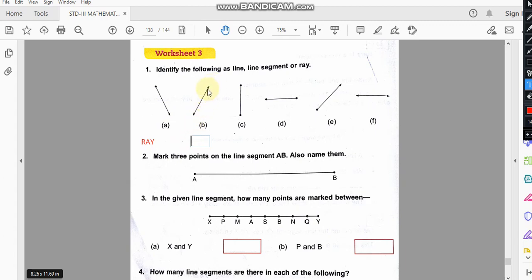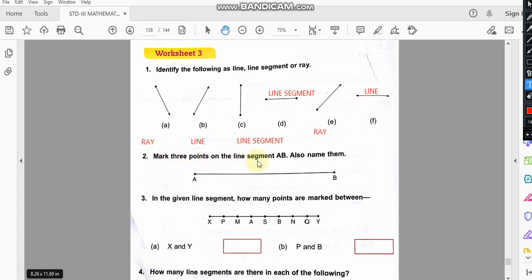Second one, it is having both sides arrowheads, that means extending from both ends. So this is line. Next one, two endpoints, so line segment. And number D, again two endpoints, so line segment. Number E, one endpoint and one side is arrowhead, that means ray. And the last one is again line, endlessly moving towards both directions.